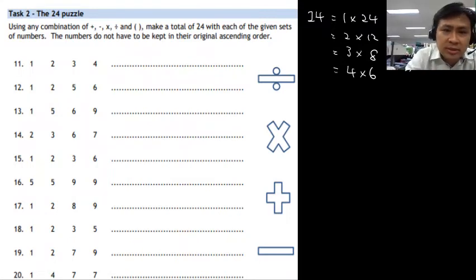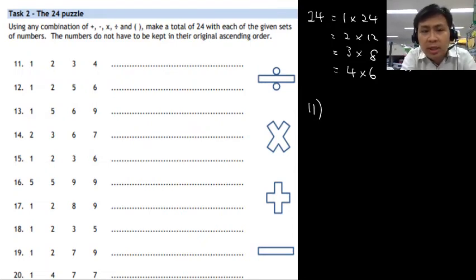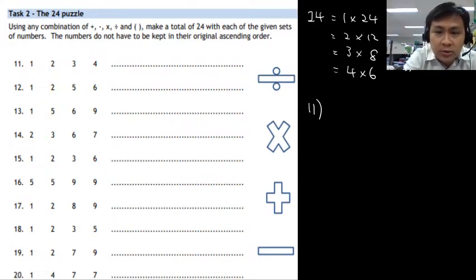Let's look at an example. For question number 11, we have 1, 2, 3, and 4. How do I try and make a combo over here? I can try and make multiplications. I can take 3 times 2, I'll get 6, and then I can take 1 times 4, I'll get 4. So 6 and 4, if I multiply them together, I'll get 24. So I can do this.